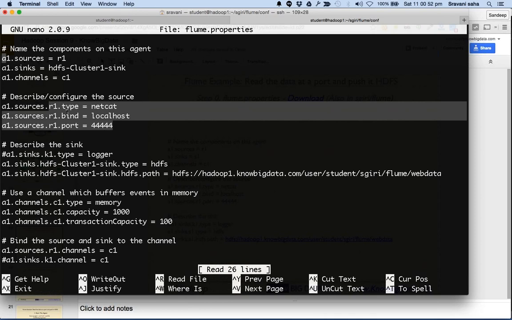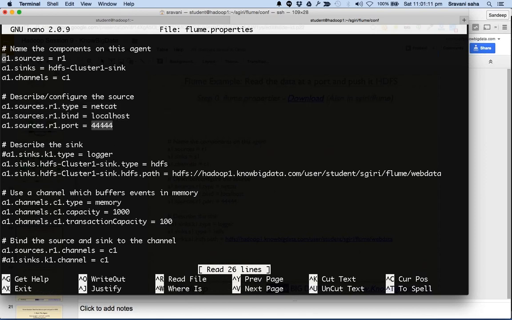Basically, what is netcat? Netcat is sort of a server which can listen on a particular port so that other services can dump data on that port, and it can consume that and put it on HDFS. So our source is going to be running at this port on localhost, and our final target is to take the data into this sink. Our sink's definition is that it's HDFS at this location. Let's open this location on the web.